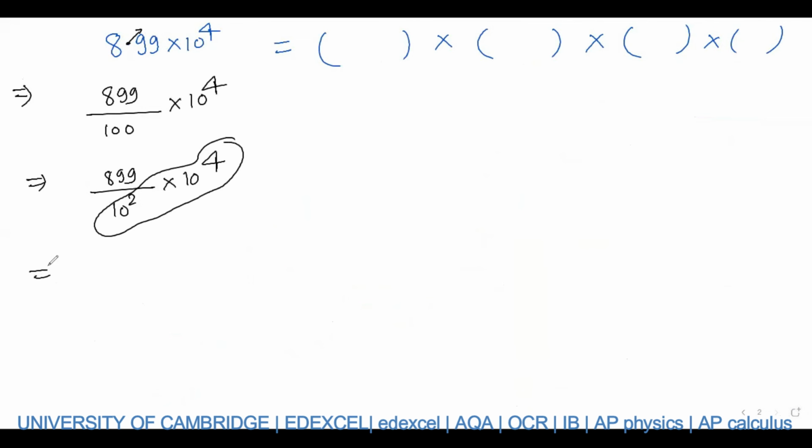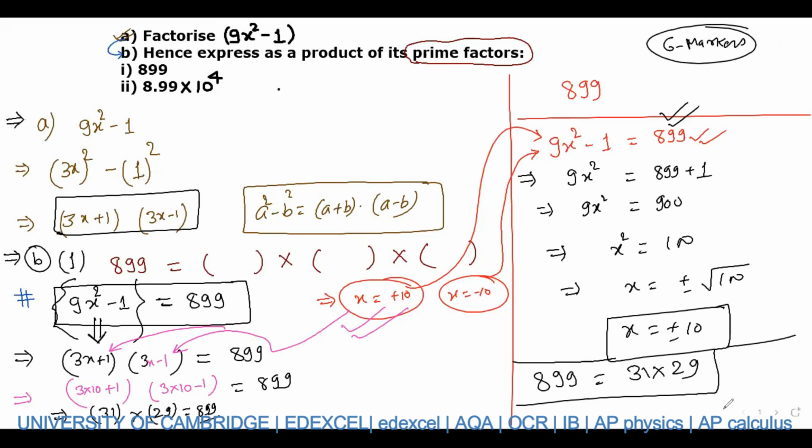We can write 899 upon 100 into 10 raised to power 4. Okay, so we can write 899 upon 10 raised to power 2 into 10 raised to power 4. This can be simplified. Okay, so you will get 899 into 10 raised to power 2. So it will be 899, and this can be written as 10 into 10. Okay, so we have the idea of how 899 can be factorized. It can be factorized as 31 into 29. That's the prime factorization which we got in the first part, as you can see.